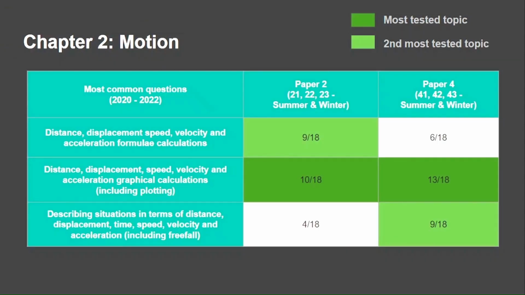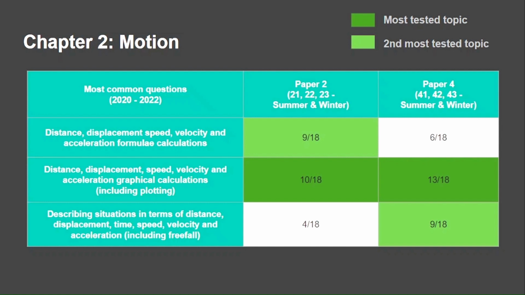Firstly, there are 2 essential things in this topic. The first is calculation-based, and the second is description-based. And within calculation-based questions, there are 2 types of calculation-based questions. So you've got formulae-based calculation questions and graphical style calculation questions. The formulae-based calculation questions are essentially scenarios where you use formulae, which we'll be looking at, to be able to calculate the quantities of distance, displacement, speed, velocity, and acceleration.